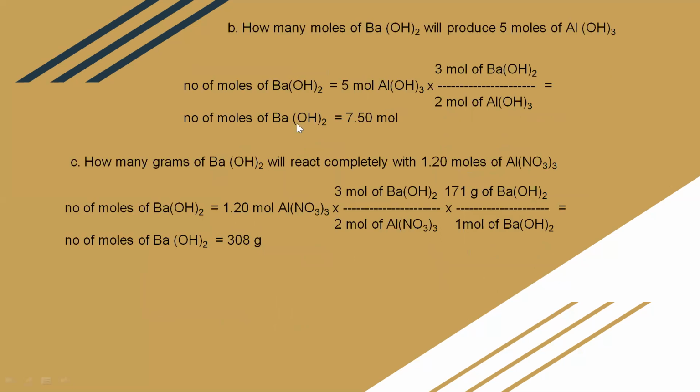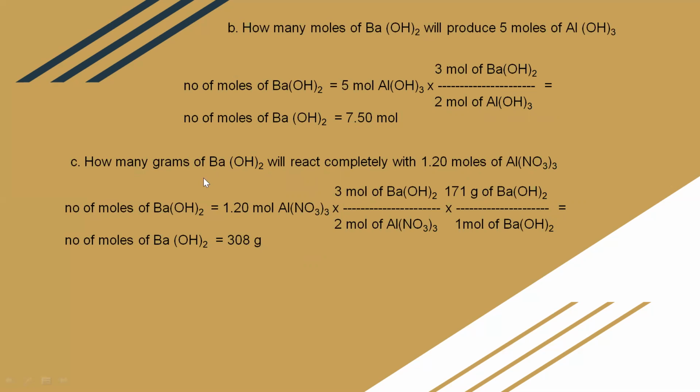Next, how many moles of barium hydroxide will be produced by 5 moles of aluminum hydroxide? The number of moles of barium hydroxide is equal to 5 moles of aluminum hydroxide times 3 moles of barium hydroxide over 2 moles of aluminum hydroxide, from the coefficients. So 5 times 3 over 2 would be 7.5. The number of moles of barium hydroxide is 7.50. The units cancel, so the remainder is moles of barium hydroxide.